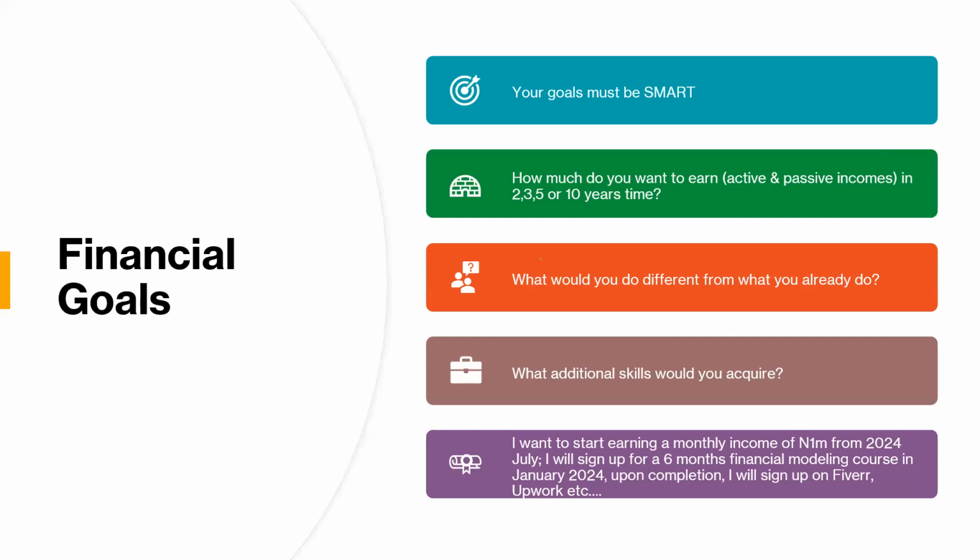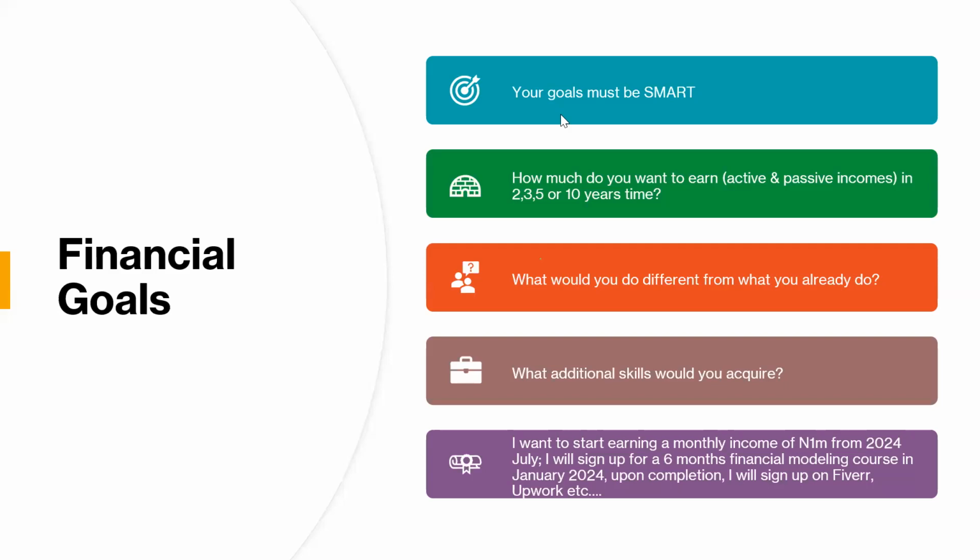How much do you want to earn, active and passive incomes, in the next 2, 3, 5, or 10 years? So there are 2 dimensions of income. There is active income and there is passive income. Active income means you are working and you are earning money. So active income is you are exchanging your time for money. It can be through paid employment and it can be through entrepreneurship. As far as you are exchanging your time for money, that's active income.